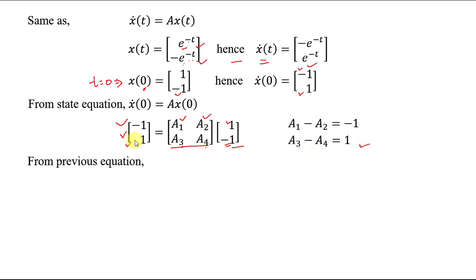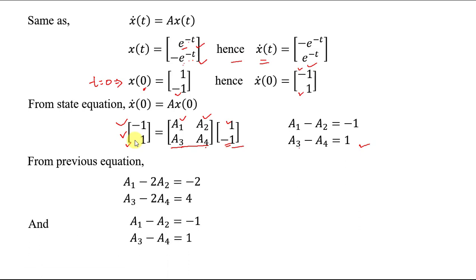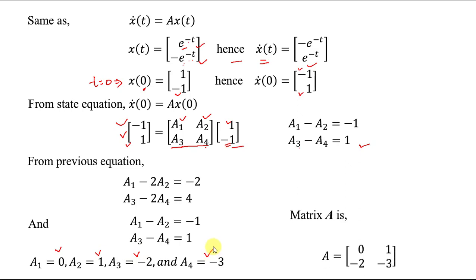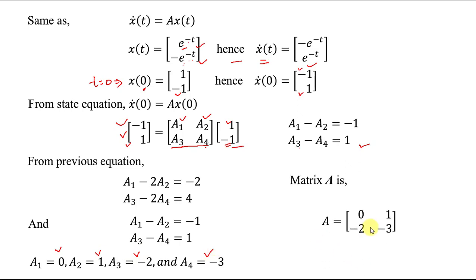So we have four equations. So we will solve the values of a1, a2, a3, a4 by four linear equations. So value of a1 equals 0, value of a2 equals 1, value of a3 equals -2 and value of a4 equals -3. So the matrix A is [0, 1; -2, -3]. This is the solution of the question.